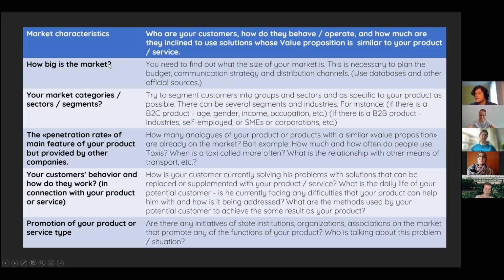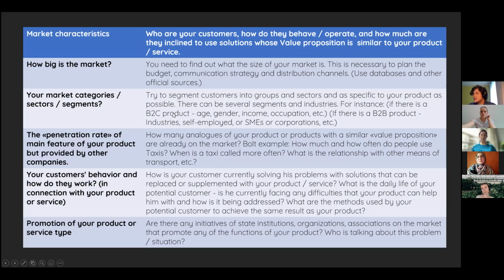Also, of course, you can see how many small and medium companies are in each country, and which industries they are working in. So, market categories, sectors, and segments. In this part, you should try to segment customers into groups and sectors as specific to your product as possible. There can be several segments and industries.